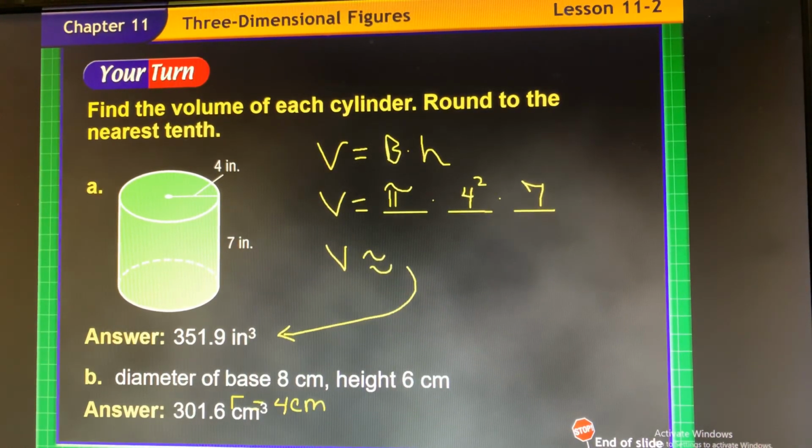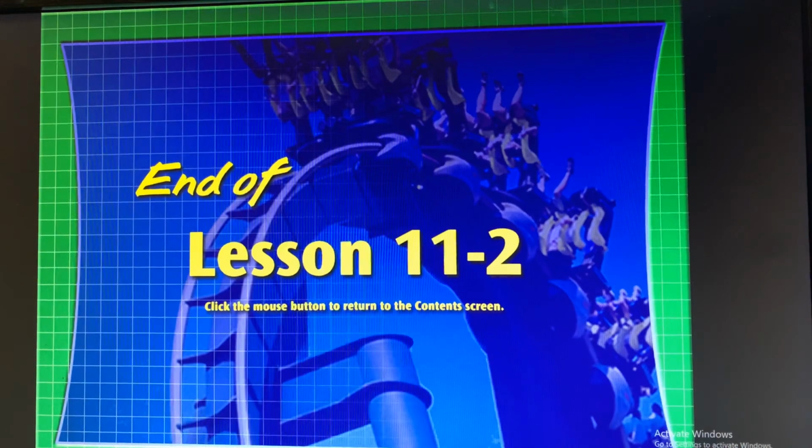So make sure you can do each one of those. There you go. It's not very hard to do volume. Good luck.